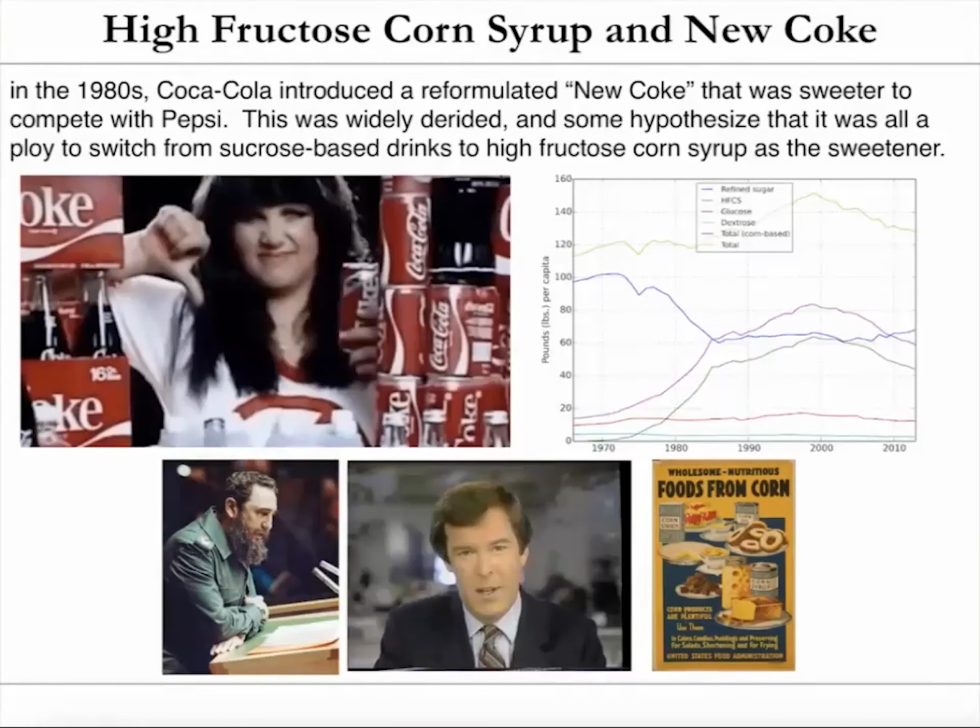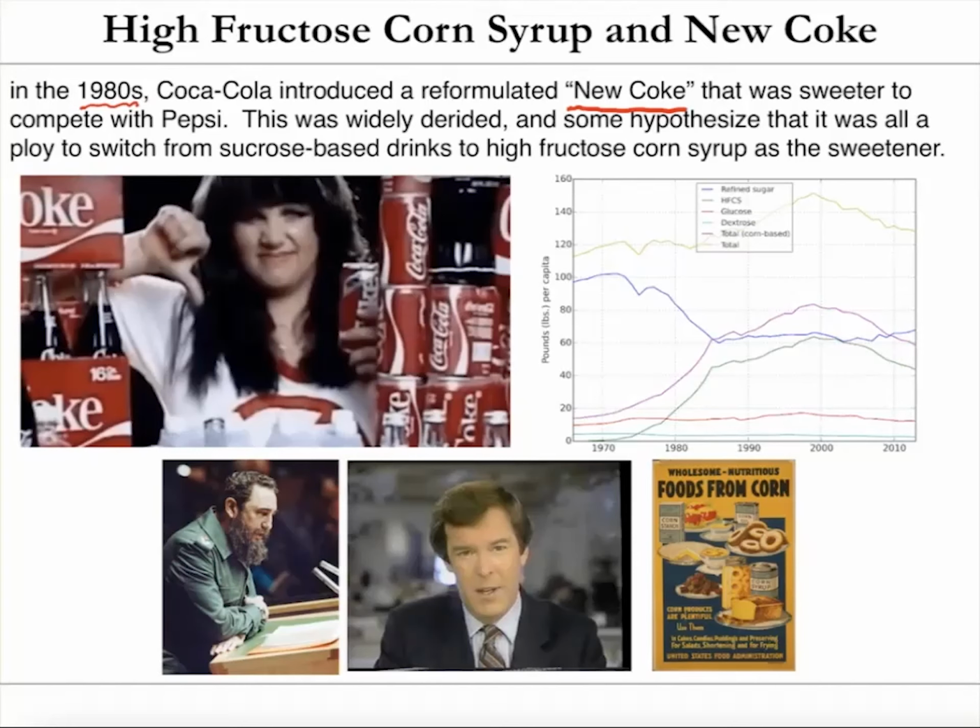An interesting thing about sucrose was, of course, that sucrose was the main sweetener for soft drinks and beverages like Coca-Cola for many, many years. However, in the 1980s, Coca-Cola introduced a reformulated new Coke. I don't know if most of you are too young to remember this. That was because they had to compete with Pepsi. Pepsi was a bit sweeter than Coke. Coke had more of a mild flavor. And so they introduced this new Coke that was a bit sweeter than the original Coke.